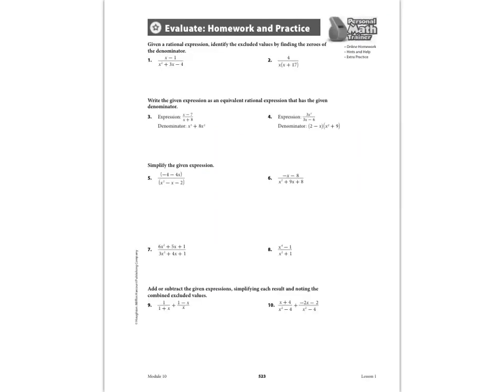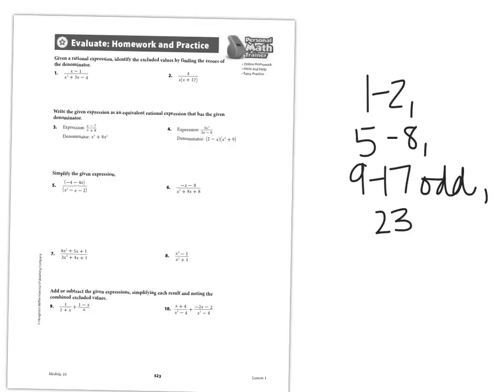So I assigned for you to do the odd problems. So your homework assignment is 1 through 2, 5 through 8, 9 through 12, 9 through 17 odd problems, and then 23. So I'm going to go through and do some of the even problems on here so that we can have some more practice with adding and subtracting our rational expressions.